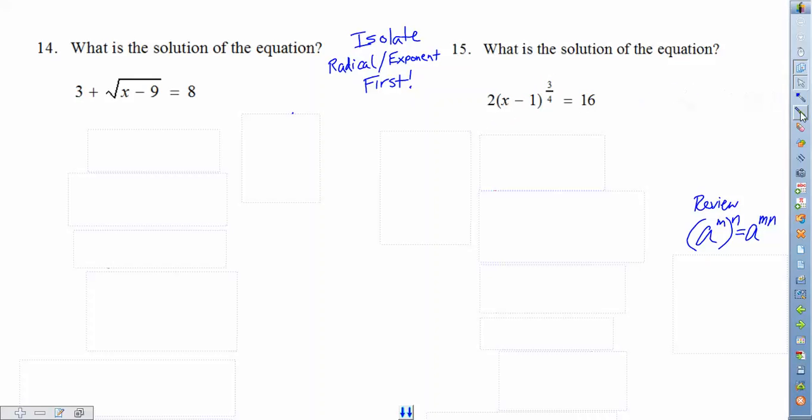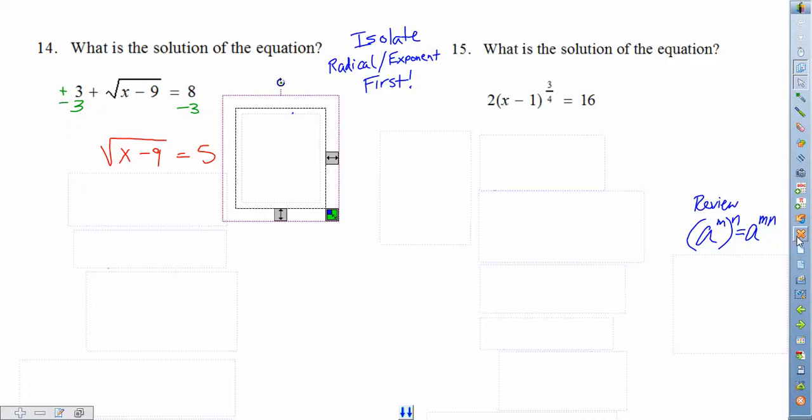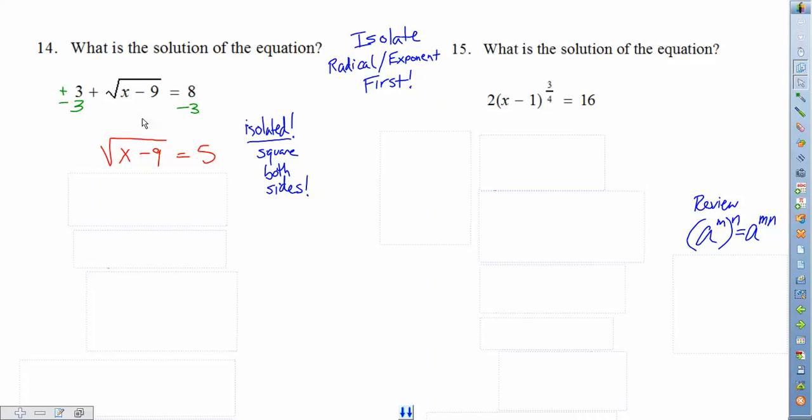Okay? So, the first move to isolate that radical on number 14 is to subtract 3, because it's a positive 3. Subtracting 3 from both sides, we end up right about here: the square root of x minus 9 is equal to 5. Now that we have this isolated, to undo the square root of x minus 9, remember what we can't do? We can't add 9 to both sides. Do not add 9 to both sides right now because it's protected by that square root. You have to undo that square root first. So to undo that square root, we have to square both sides. And that's exactly what we're doing right here.